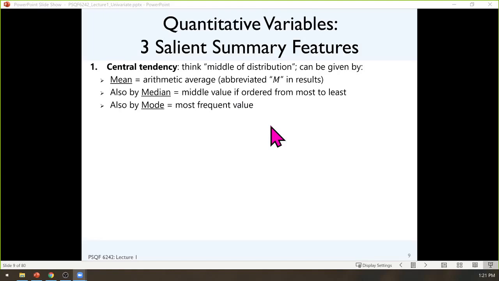So quantitative variables then. They have salient features that we want to describe, 3 of them, and I'm willing to bet you've heard of this before. So central tendency is one of them. What is sort of the middle value?